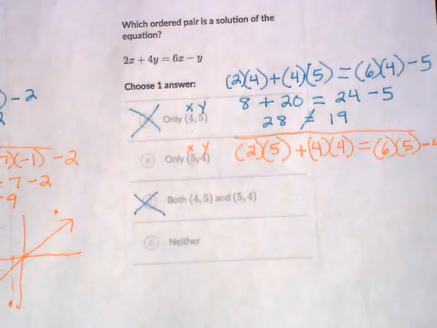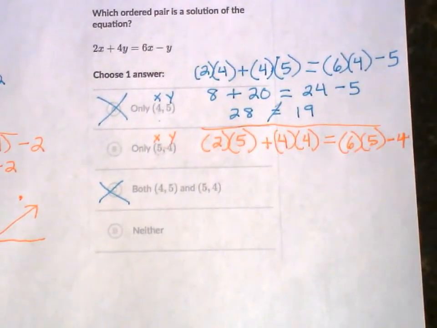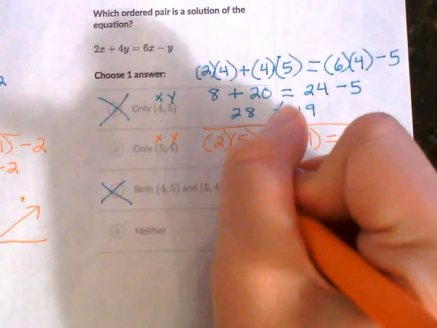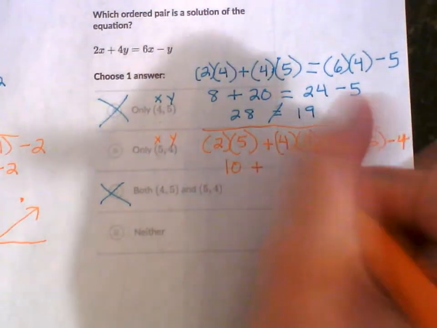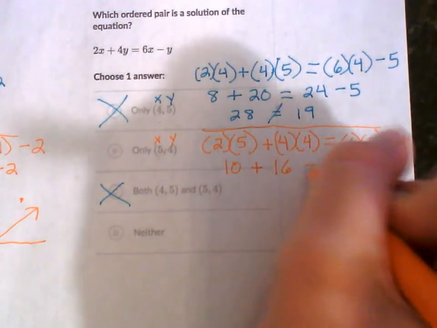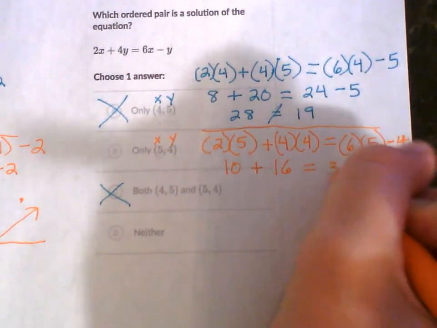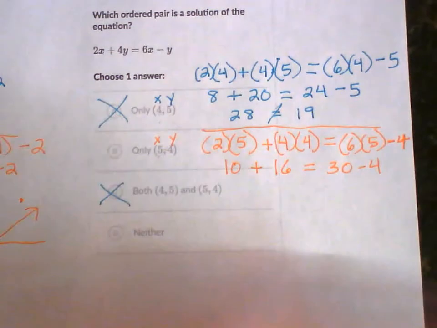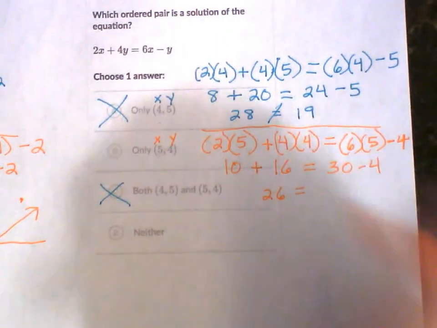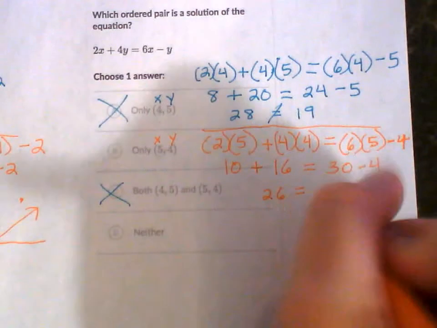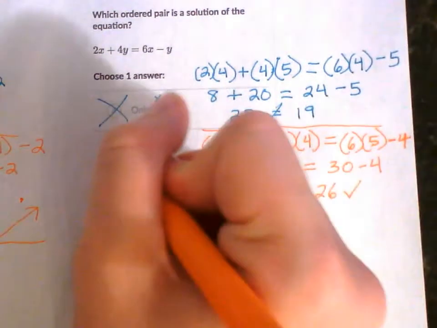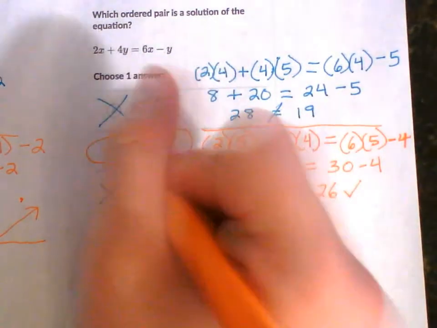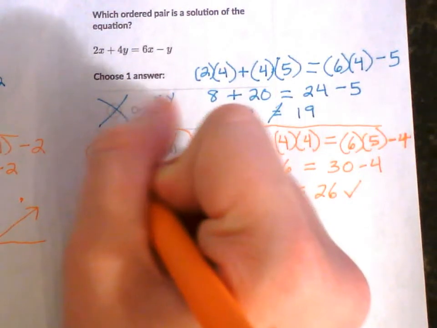Okay, so first you just substitute in the x value for the x's and the y value for the y's. And then you simplify. 2 times 5 is 10, plus 4 times 4 is 16, equals 6 times 5 is 30, minus 4. 10 plus 16, 26. 30 minus 4, 26. Yes. So that means that only 5, 4 is the solution out of these answer choices.